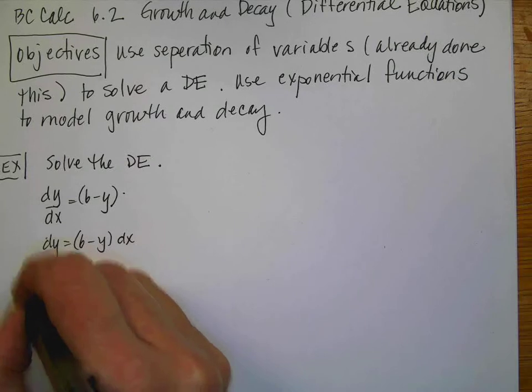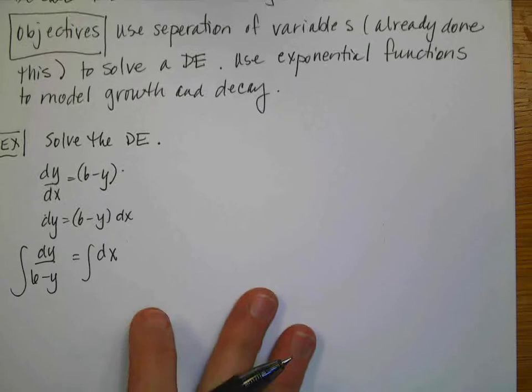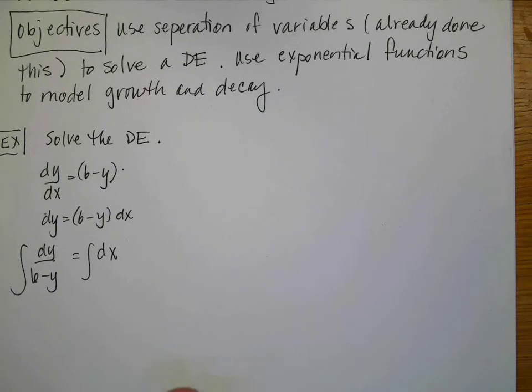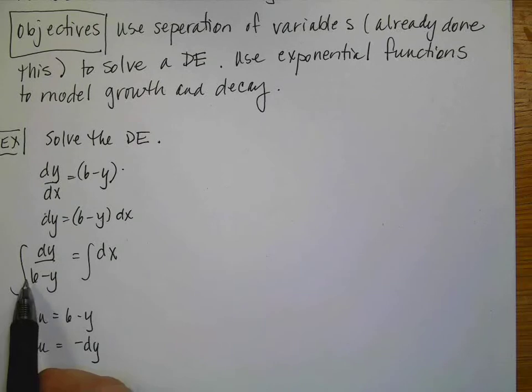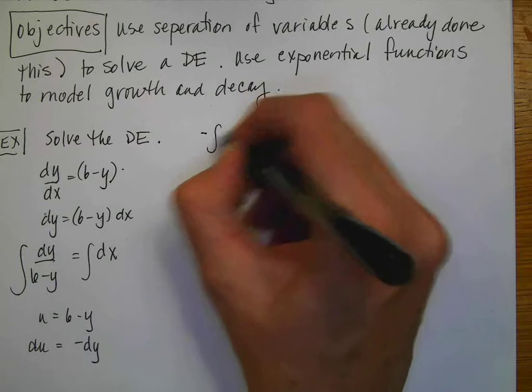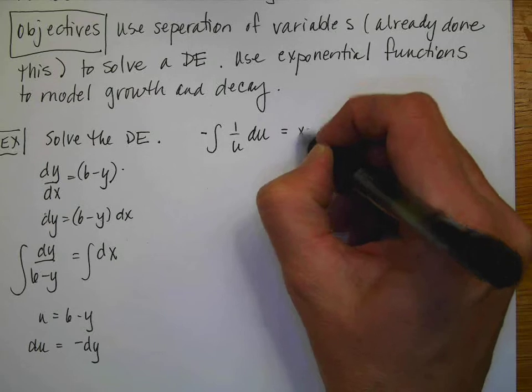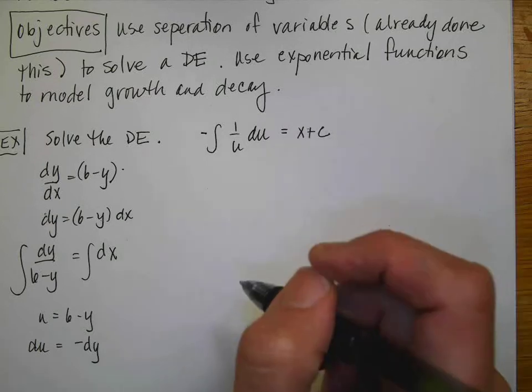Now I can solve the differential equation by integrating both sides. And at this point, I think you'll be good to go, but I'll do this one just for posterity. I'm going to do u substitution, so I'm going to let my u equal 6 minus y. So my du is a negative dy. So I have to introduce the negative on this side. I'm going to come up here. So I have a negative 1 over u du. And then on the right-hand side, that's easy. It's just x plus c, right?